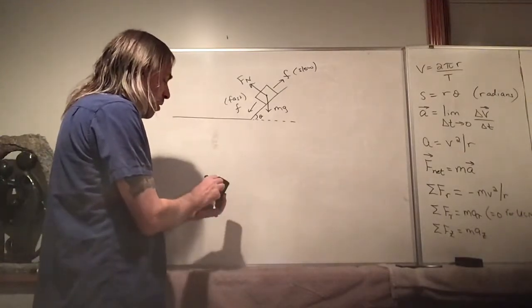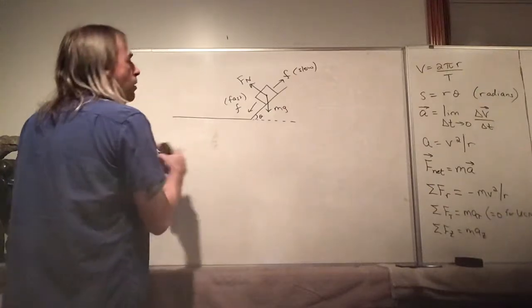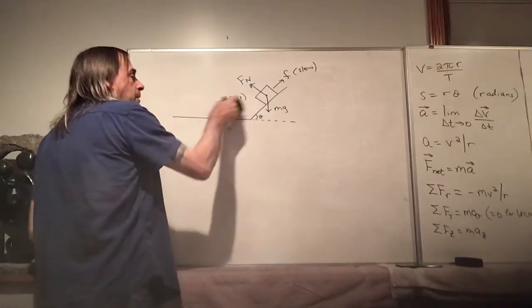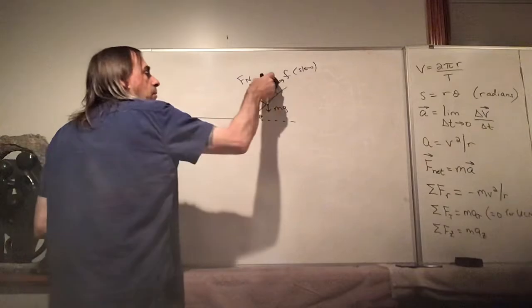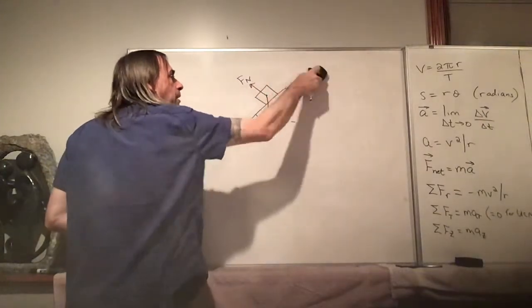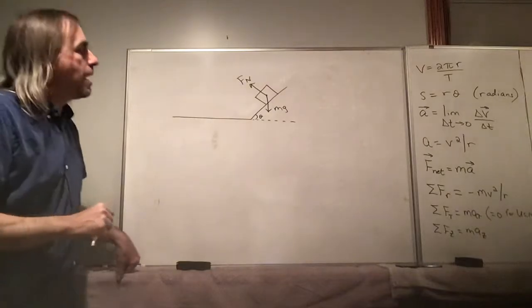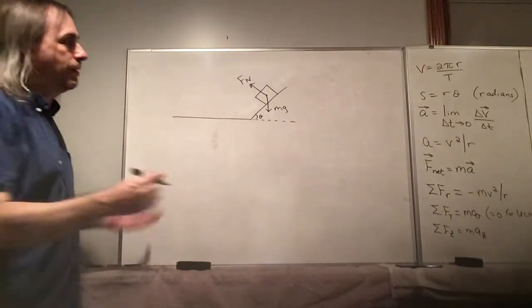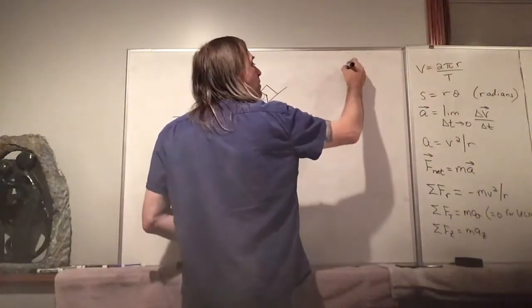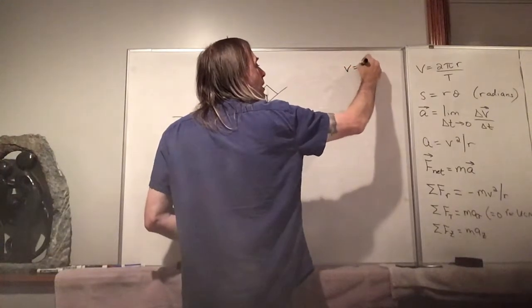Okay, so what we're going to do is solve this problem pretending friction does not exist. So we're designing it for a particular speed where we would not need friction at all. So let's say that we have a particular speed in mind. Let's say 30 meters per second.